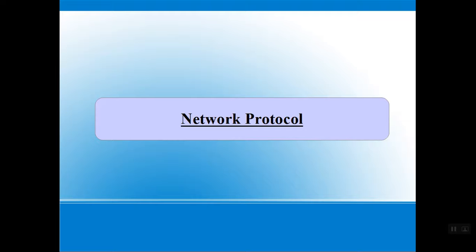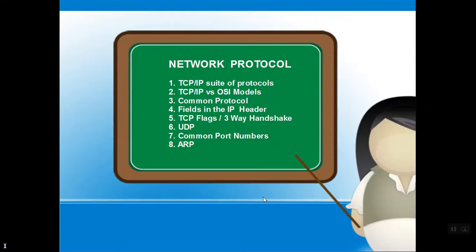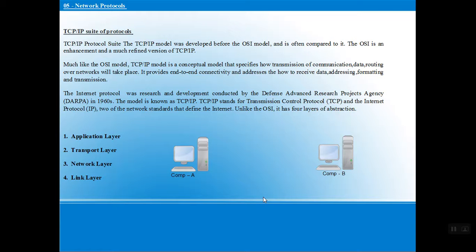So let's start with the network protocol chapter. In this slide, we are going to briefly cover the TCP/IP suite, TCP/IP versus the OSI model, common protocols, fields in the IP address, TCP flags or the three-way handshake, UDP, common port numbers, and ARP. So let's start with the TCP/IP suite protocol.